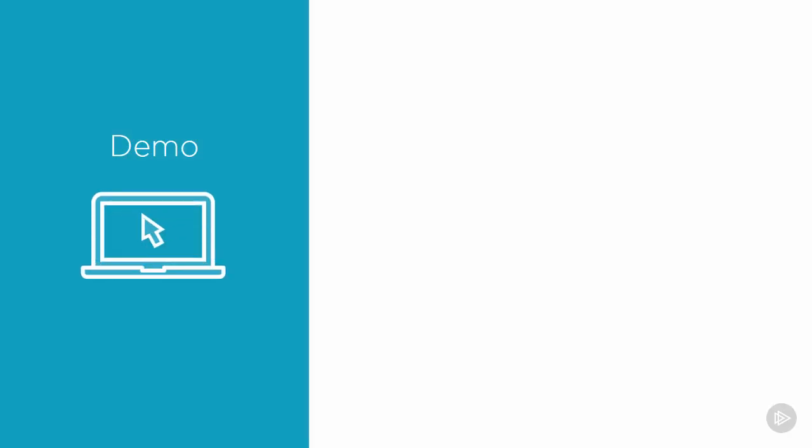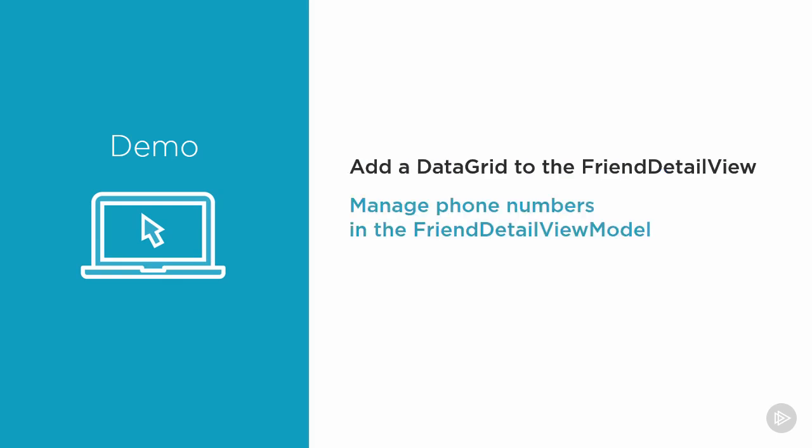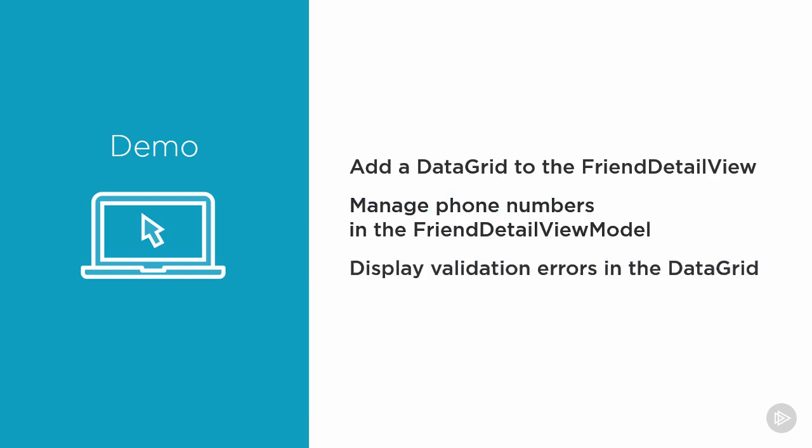In this demonstration, we will add a data grid to the friend detail view and we will implement the logic to manage phone numbers in the friend detail view model. You will also learn how you can display validation errors in the data grid. Now let's start with the friend detail view.